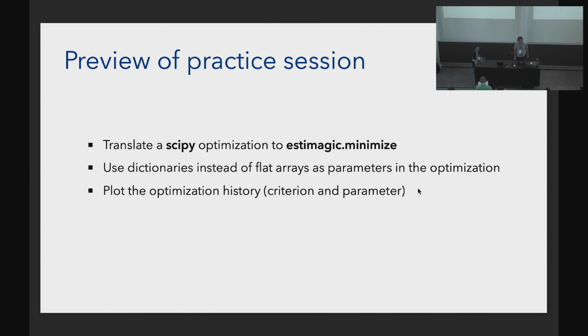So I first give you again a preview of the practice session. In the next notebook, you will translate the example you just had in your first notebook. If you didn't finish that, you can take one from the solution. We shared the solution also with you. You will translate that into using SDMagic minimize instead of SciPy minimize. This should be quite easy because it works almost the same. And then you start actually using the features of SDMagic. So you will not put your parameters into a flat array, but something else. And finally, you will plot the history of the criterion function during the optimization.